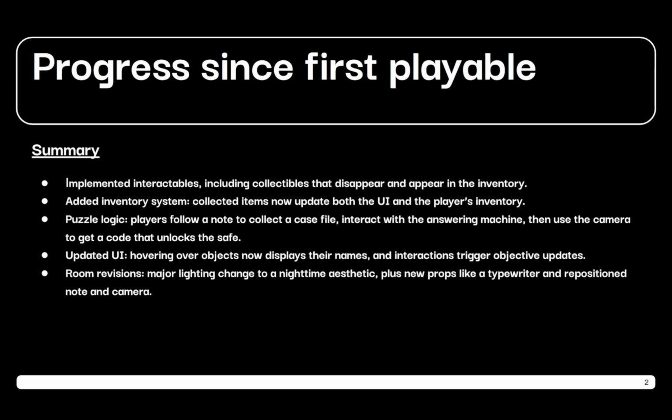In summary, we've implemented interactable objects, including collectibles that disappear and appear in the inventory. We've also added an inventory system in which the collected items now update in both the UI and then appear in the player's inventory. Puzzle logic: players follow a note to then collect a case file, interact with the answering machine, then use the camera to get the code that then unlocks the safe. Updated the UI: hovering over objects now displays their names and interactions trigger objective updates.